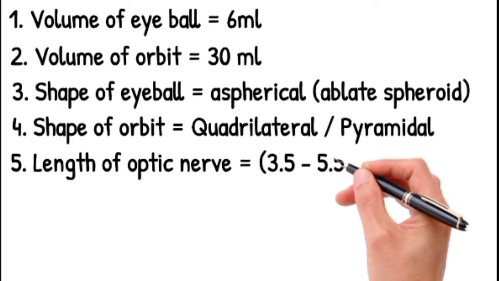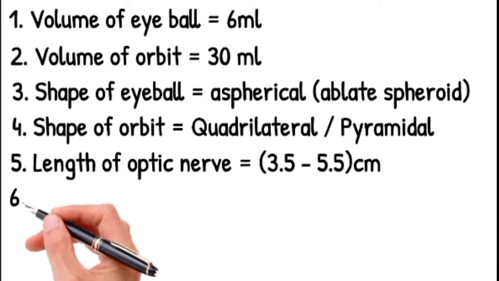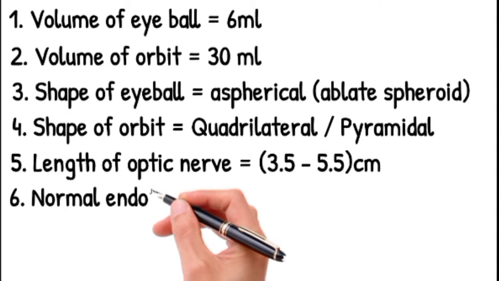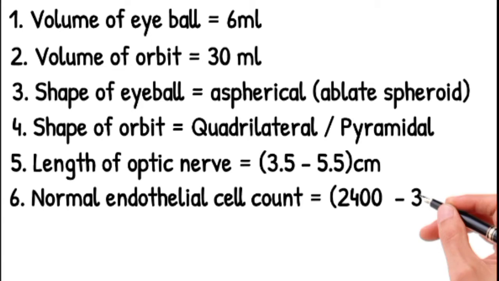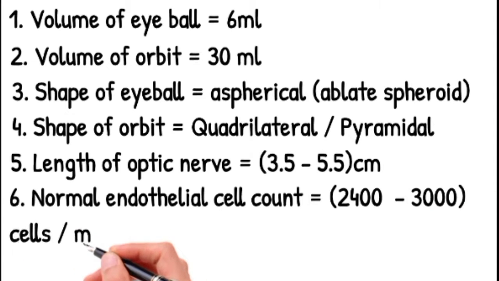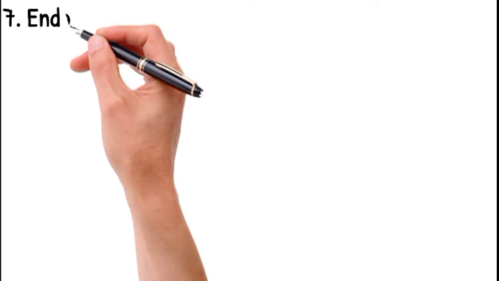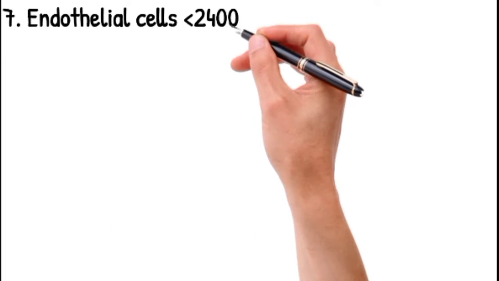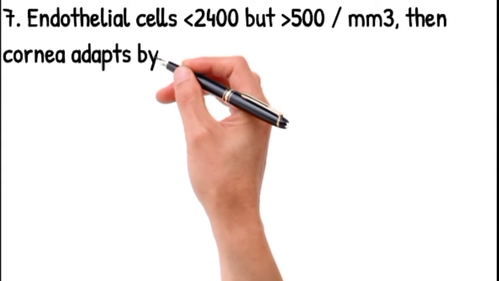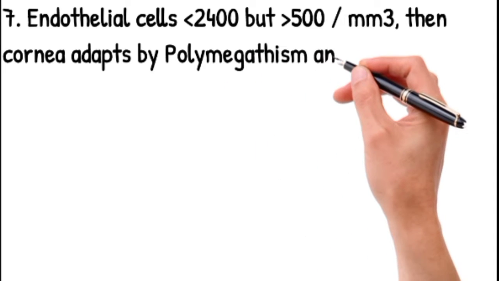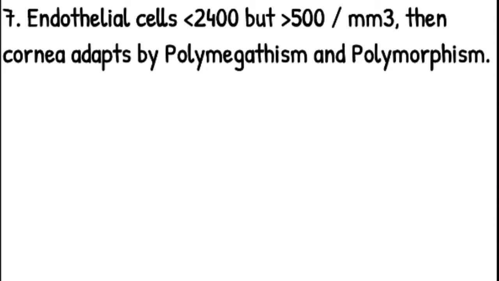Average 5 centimeters. 6. Normal endothelial cell count equals 2400 to 3000 cells per cubic millimeter. 7. Endothelial cell count less than 2400 but greater than 500 per cubic millimeter, then the cornea adapts by polymegathism and polymorphism.